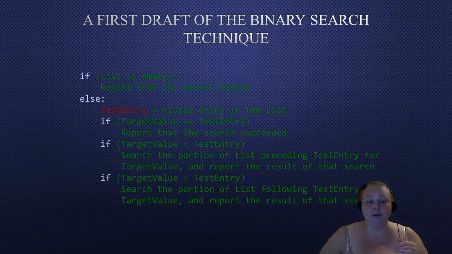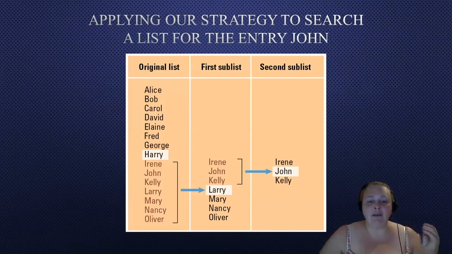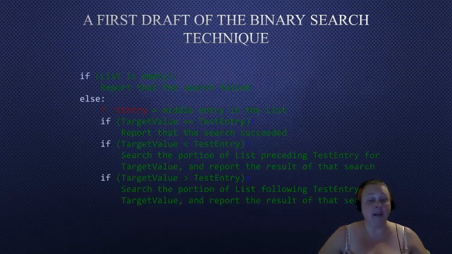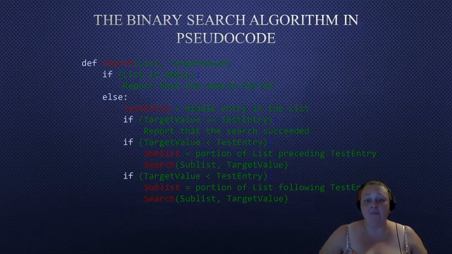Okay, so let me go back one slide real quick. So I'm in my middle. If it is less than, I want to take this part over here, but if it's greater than, I want to take that portion. Okay, we're going to keep doing these things over and over again until we find our value. So that's the easy part. Now, let's look at that binary search algorithm in pseudocode.